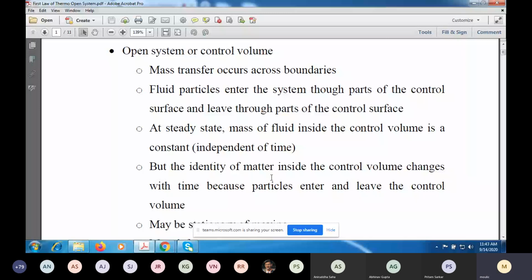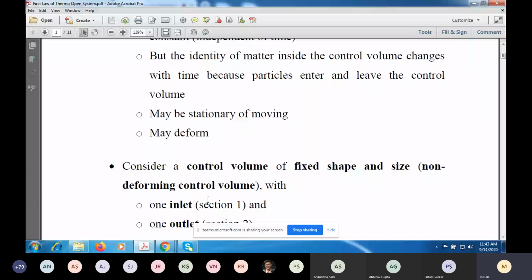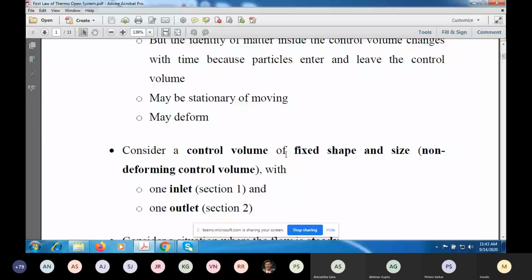Now, you can have stationary control volumes or moving control volumes. Now again, I spotted a typing error, I have written off instead of or. So I'll correct all this before I send it to you. So what I mean is the control volume may be stationary or moving, and sometimes it may deform also. Okay. But here we'll use control volumes of fixed shape and size. So we'll be dealing with non-deforming control volumes.